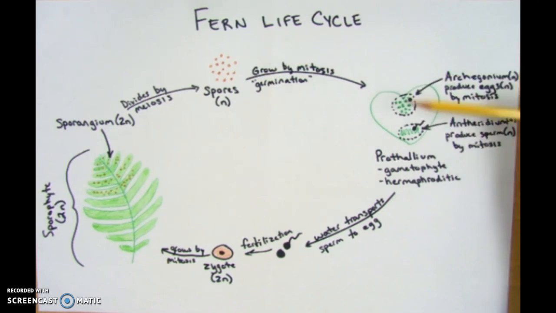The spores germinate, they turn into a prothallium, fertilization takes place, and the whole process starts over.